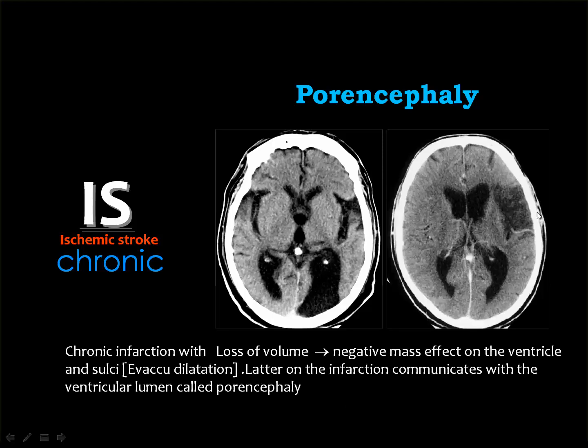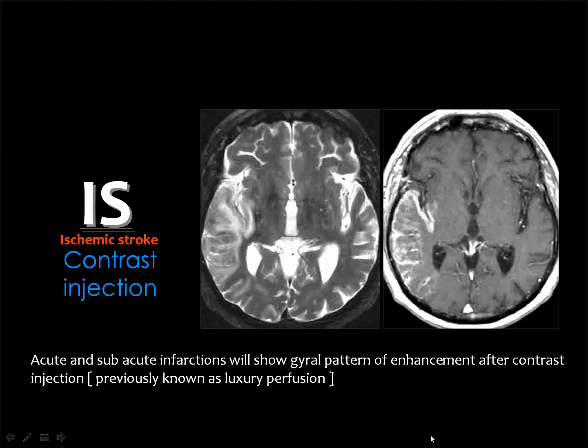Many times after the development of the infarction, when the infarction is chronic and liquefied, the ventricle is dilated to the extent that the fluid in the area of the infarction is now communicating with the fluid inside the ventricle, and this is known as porencephaly. Porencephaly means that an area of damaged, dead brain tissue is communicating with the ventricular lumen. This is known as porencephaly.